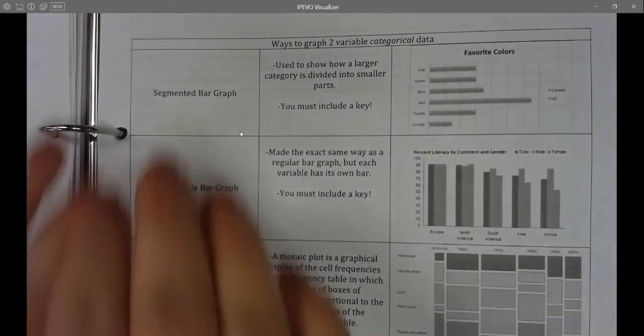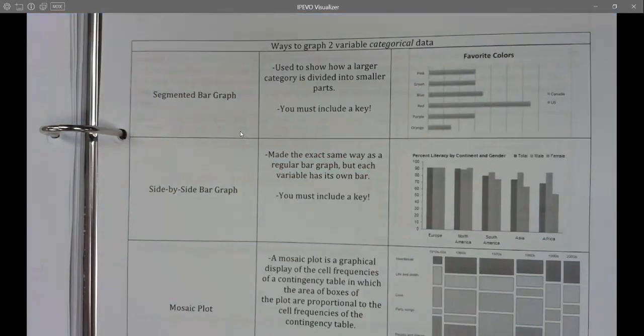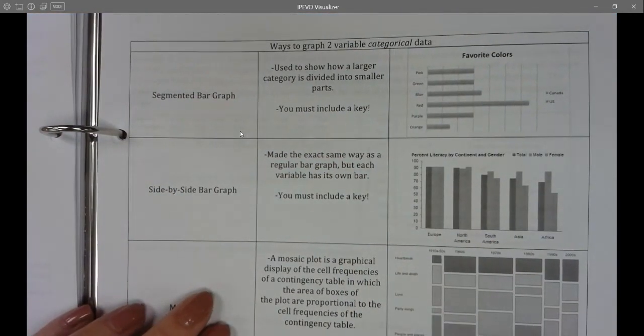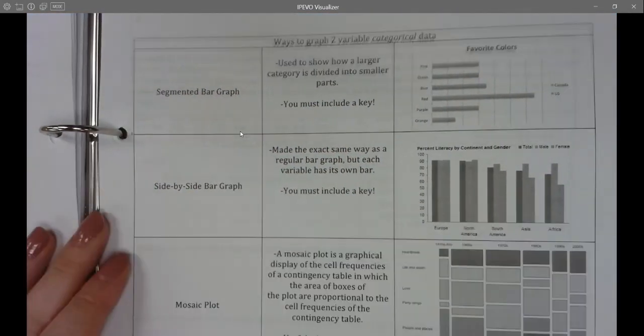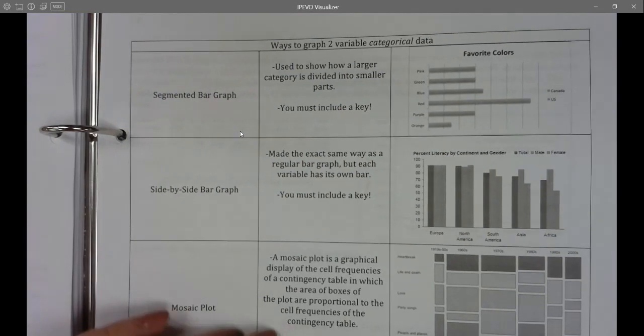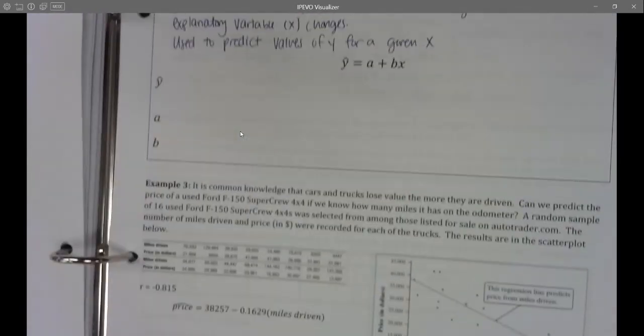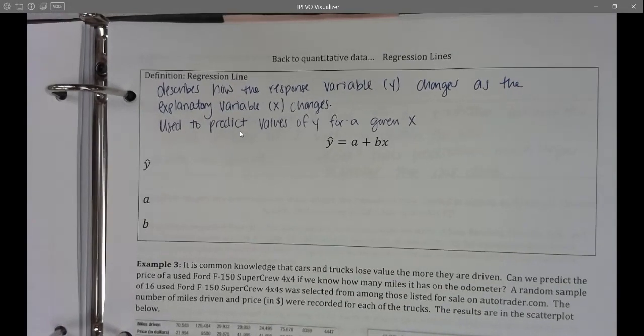Really quickly, put the date up here and read through this. We are going to actually do work with this in class, so I want you to have a basic understanding. You can read through these here. What I really do want to talk about today is going back to quantitative data.